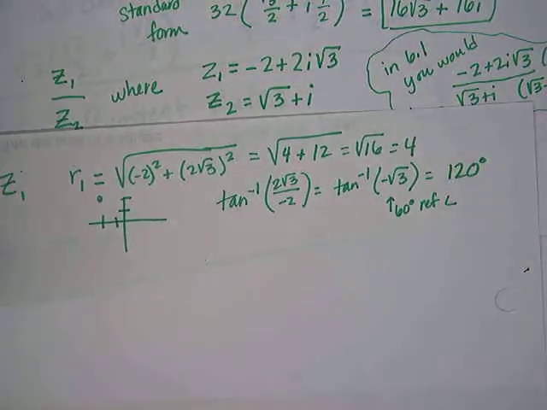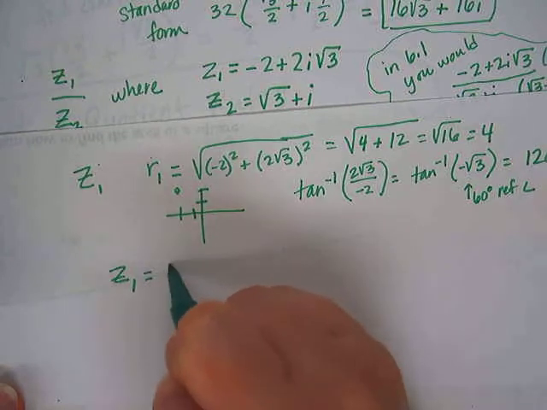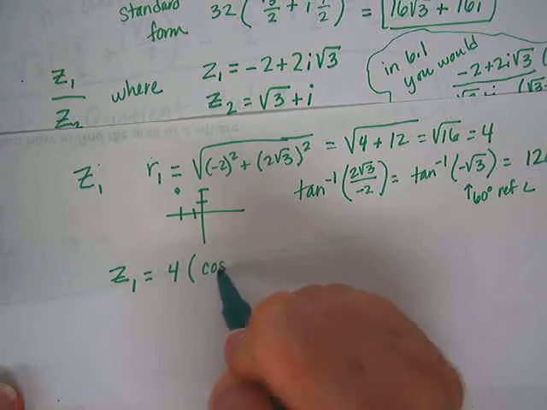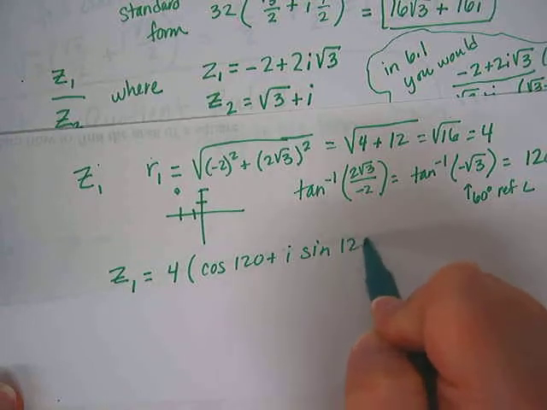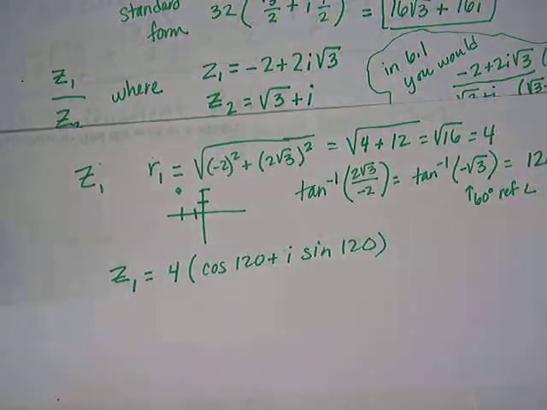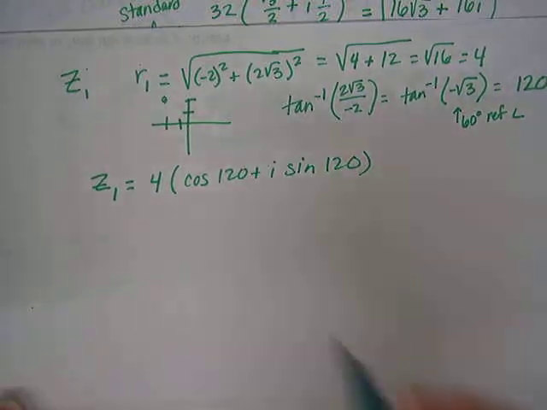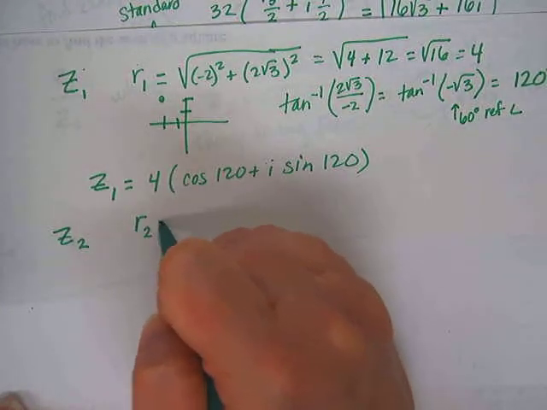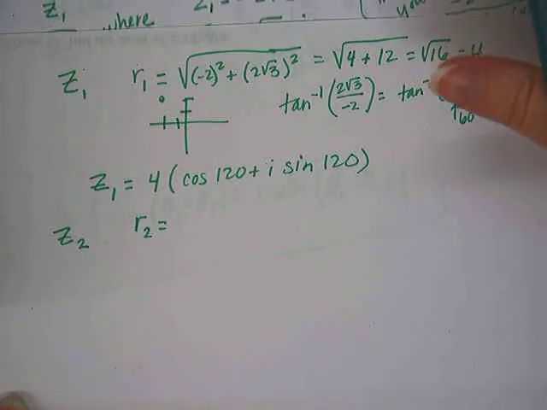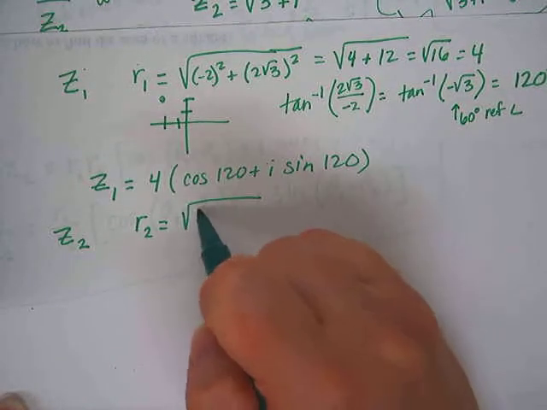So that's a 60-degree reference angle. If we were just finding the inverse tangent of the negative square root of 3, the answer would actually be negative 60, because it would be quadrant 4. But because we graphed it and we know it's quadrant 2, we do quadrant 2 instead. Okay, so that means that z1 is 4 cosine 120 plus i sine 120, correct? So there's one of our two complex numbers all figured out.